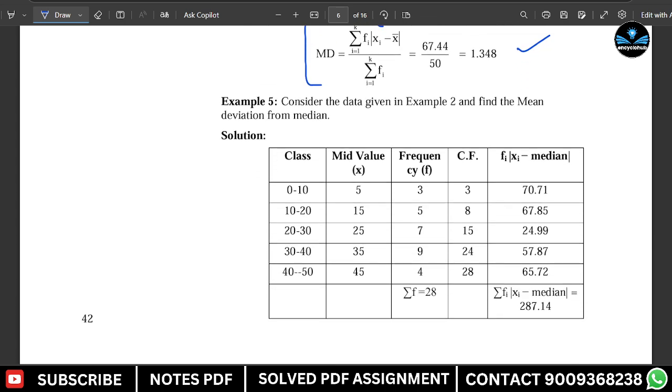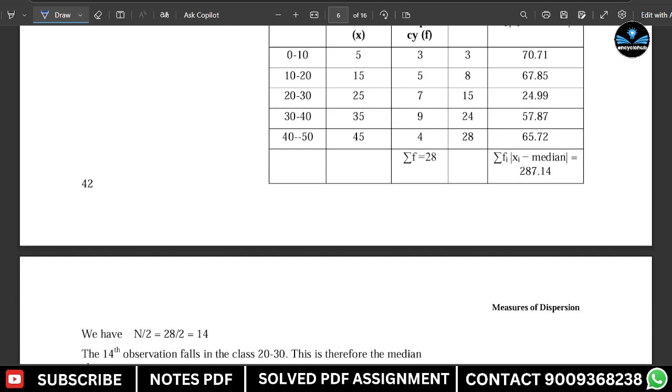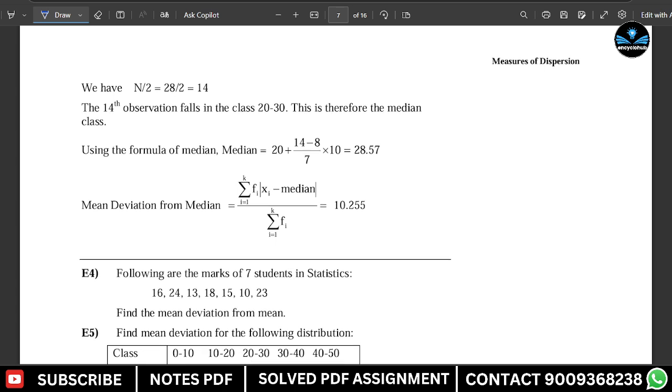Similarly, we are using the mean deviation from median. In this case, we will find the median, and then we will find the value. For this, we have a formula for mean deviation from median, and then we will find the value.